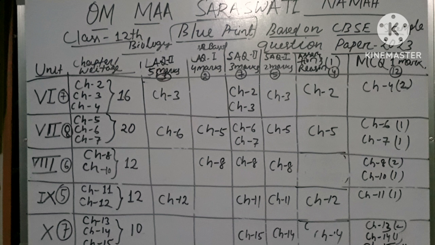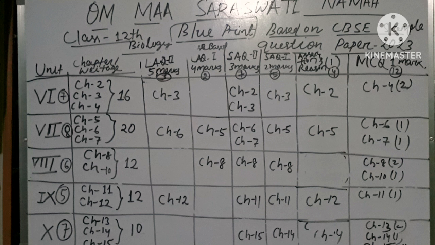And chapter 8 is human health and diseases, chapter 11 is biotechnology principles and processes, and chapter 15 is biodiversity and conservation. My dear students, the 3 mark questions will come from these chapters. You just practice them as important questions, figure wise too, and it will help in your exam.